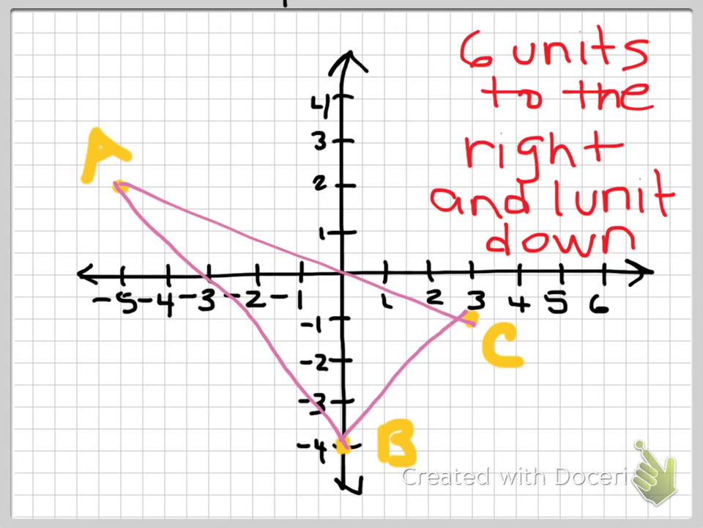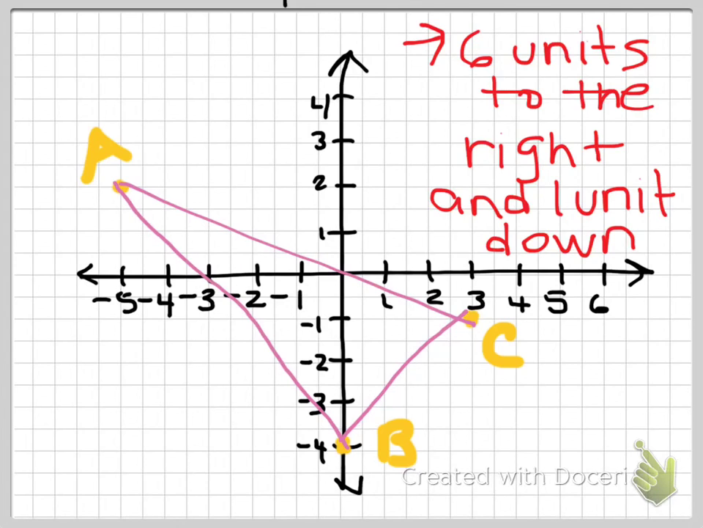So what the directions are asking you to do for this particular problem is to find the coordinates of each figure after it has been translated 6 units to the right and 1 unit down. So we're going to just follow those completely, and by units they just mean numbers. So 6 numbers to the right and 1 unit down. So we're going to take each point and do that.